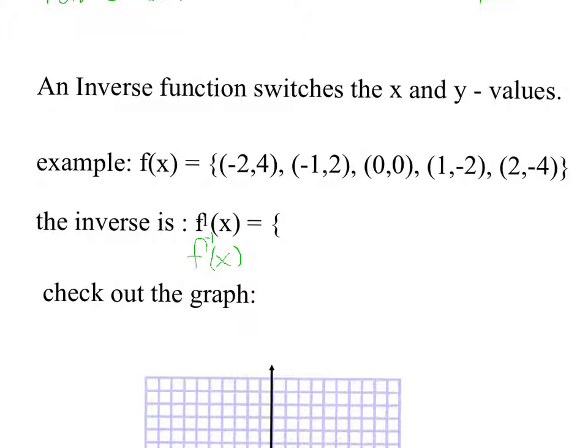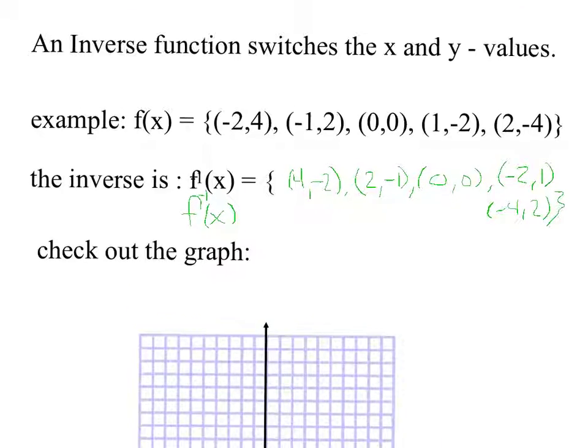And so now what I'll do is I'll write, instead of the -2, 4 that we have here, we're going to write that as 4, -2. And then the next one's going to be 2, -1. And the next one's going to look exactly the same because when we switch the zeros we still have 0, 0. And then we'll have -2, 1. And we will have -4, 2. And there's the inverse.